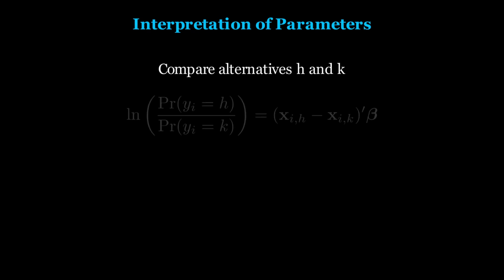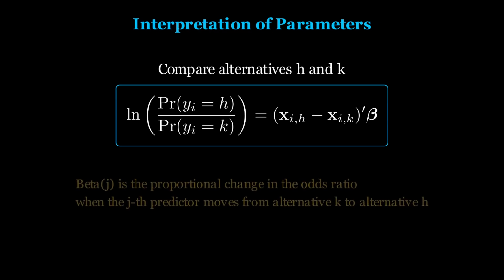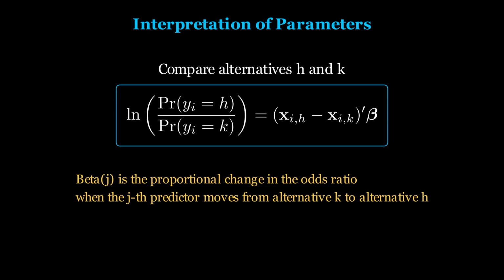Let's look at how to interpret the parameters of the multinomial Logit model. To interpret the parameters, we compare two alternatives, h and k. Taking the log of the ratio of their probabilities, the common denominator cancels again, and we're left with the difference in their predictor vectors times the single coefficient vector beta. So beta j can be interpreted as the proportional change in the odds ratio, where the change is the value of the jth explanatory variable moving from the kth alternative to the hth alternative.